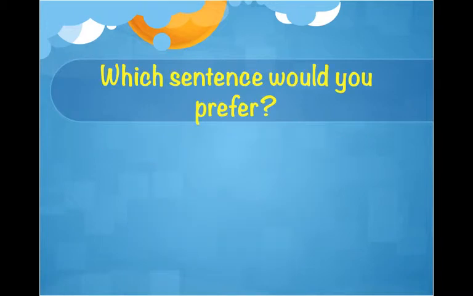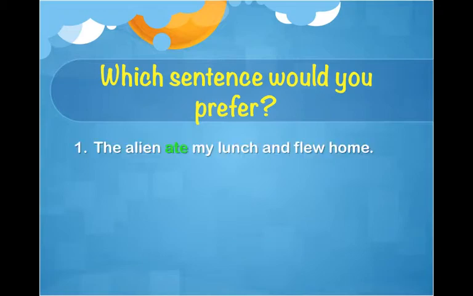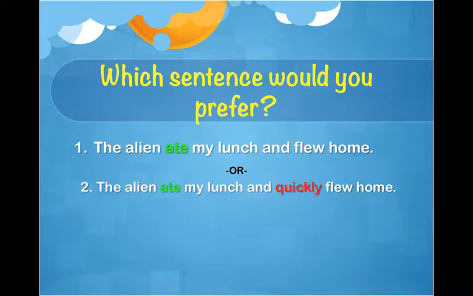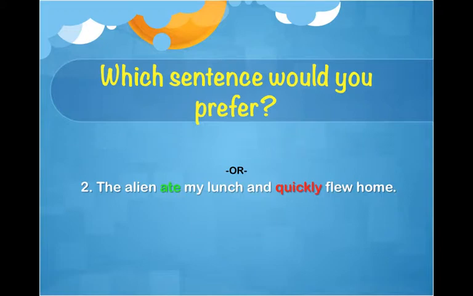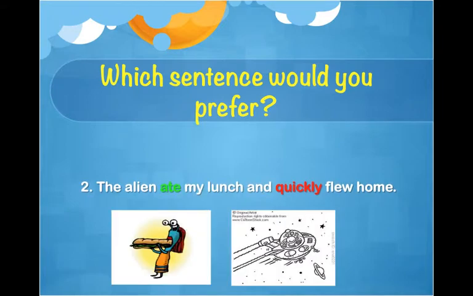Let's look at these examples. Which sentence would you prefer? The alien ate my lunch and flew home. Or, the alien ate my lunch and quickly flew home. We would want sentence number 2. It gives us a more descriptive view in our minds about this sentence, and that's what we're looking for. The alien ate my lunch and quickly flew home.